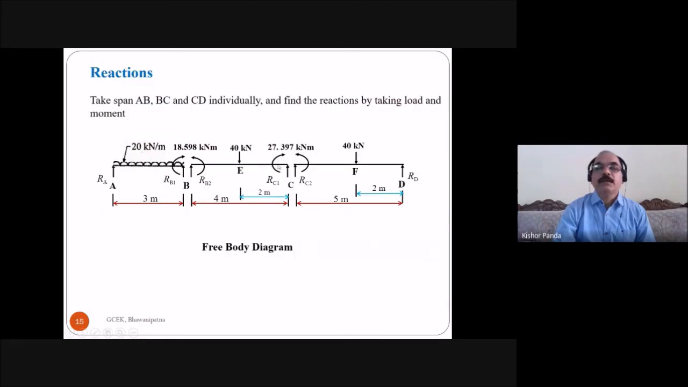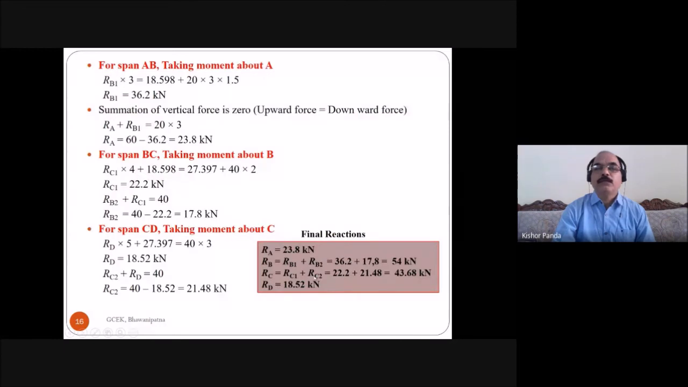Then what is the reaction here? RC is equal to RC1 plus RC2. RC1 is your 22.2 and RC2 is 21.48, which is equal to 43.68 kilonewton. And RD you have already calculated: this is 18.52, and the RA you have calculated here is 23.8 kilonewton. This is the final reaction of the continuous beam.